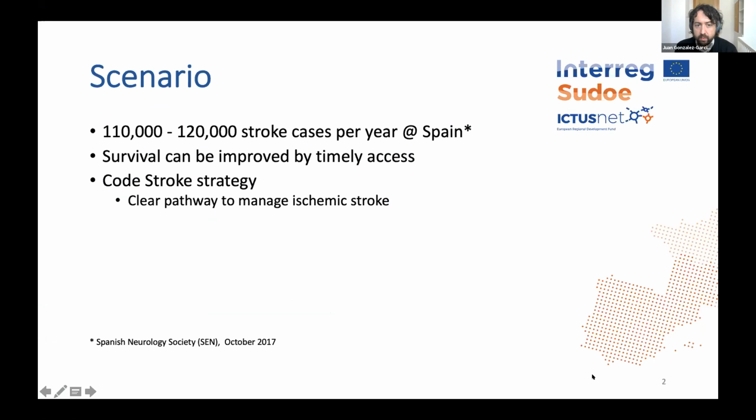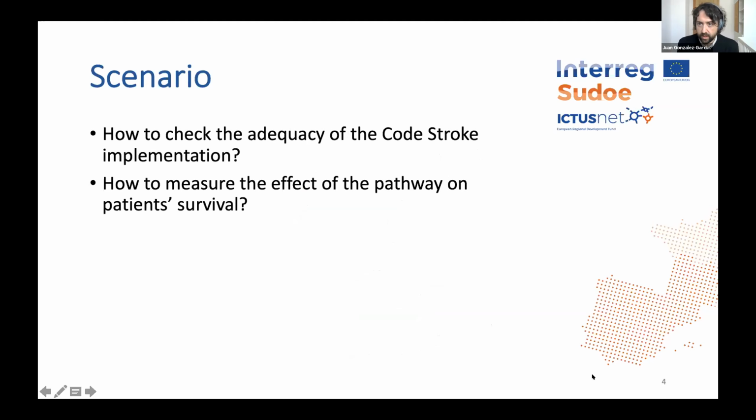Next slide, please. The question that could arise, and what we wondered ourselves, was: how can we check the adequacy of the code stroke implementation in real life? Or how can we measure the effect of the clinical pathway on patient survival? Is there an effect on patient survival? So, starting with these research questions, we went to the process mining methodology.